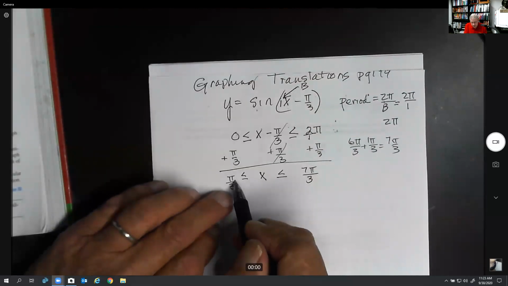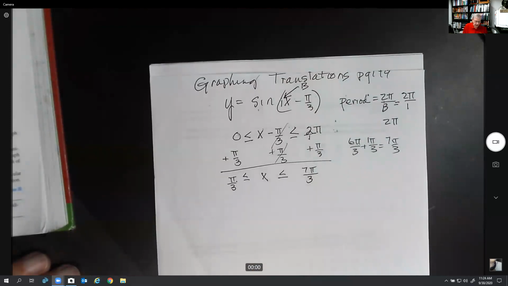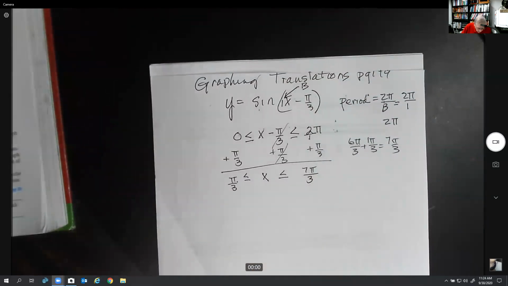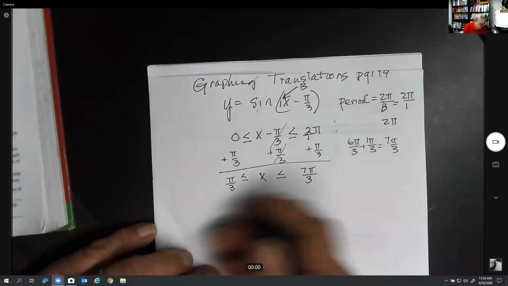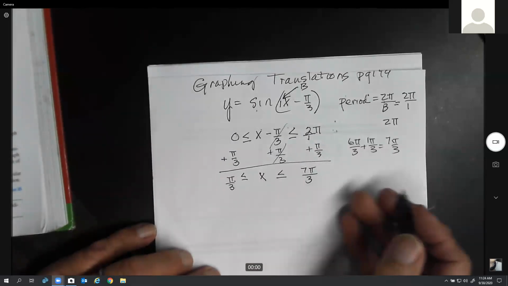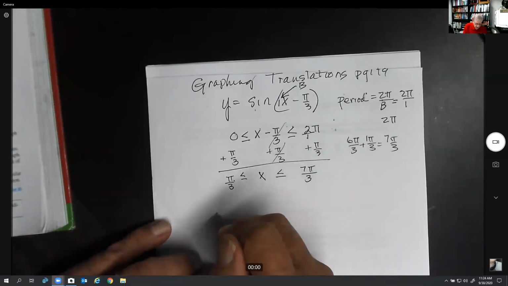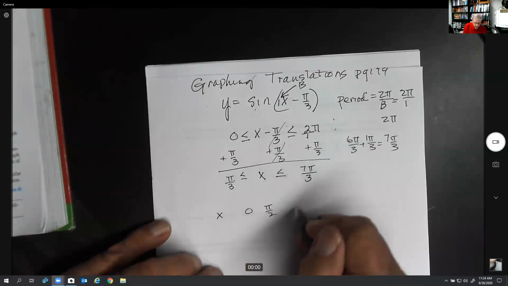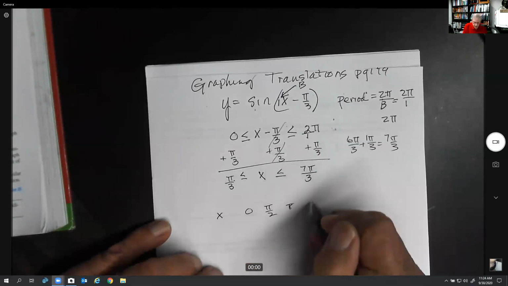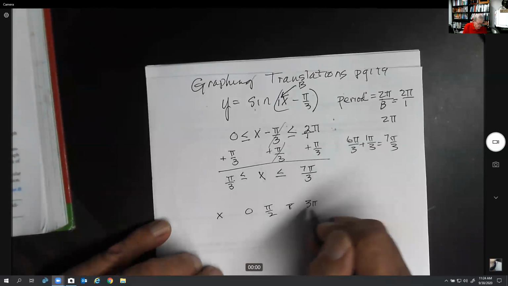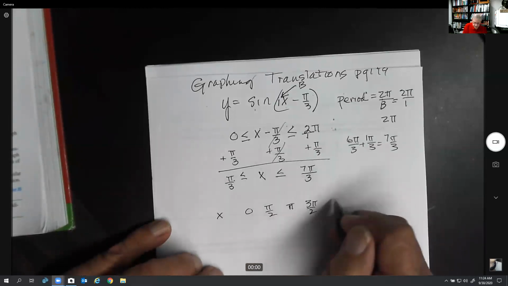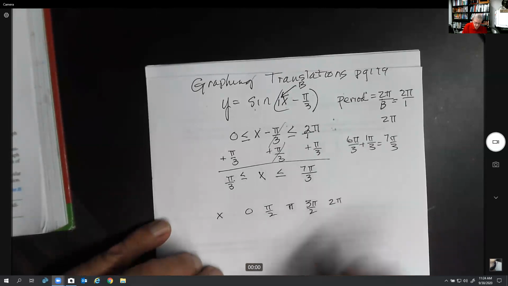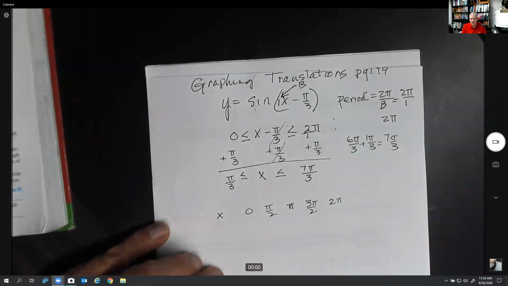Normally it would start at 0, right? Now it's been moved over a pi over 3. So how do we go ahead and graph that? Where normally we have, what's our division? 0, pi over 2, pi, 3 pi over 2, I should say, and then 2 pi. Okay, that's usually our split ups, right?